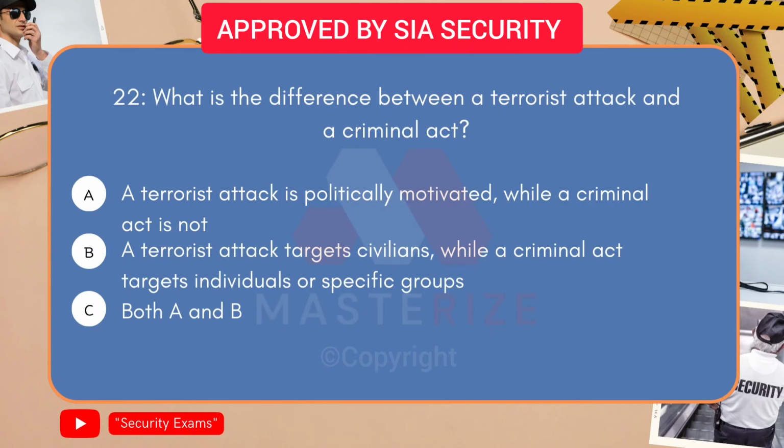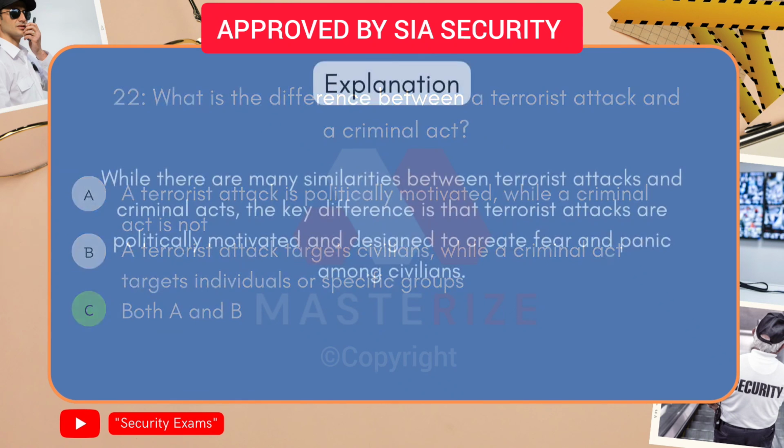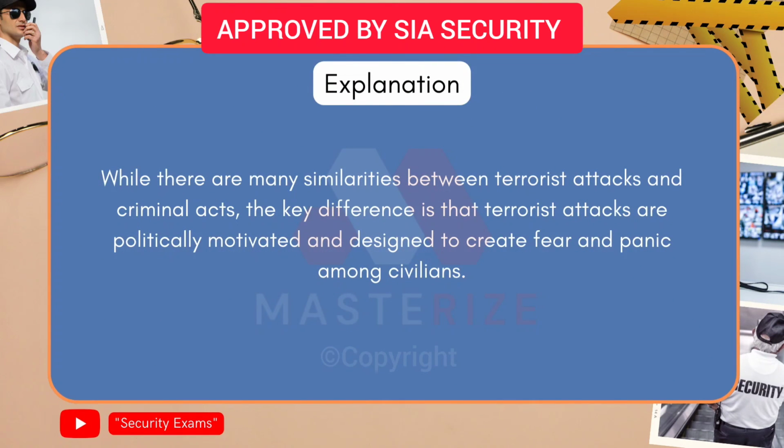What is the difference between a terrorist attack and a criminal act? A terrorist attack is politically motivated, while a criminal attack is not. A terrorist attack targets civilians, while a criminal act targets individuals or specific groups. Both A and B. Answer: both A and B. Explanation: while there are many similarities between terrorist attacks and criminal acts, the key difference is that terrorist attacks are politically motivated and designed to create fear and panic among civilians.